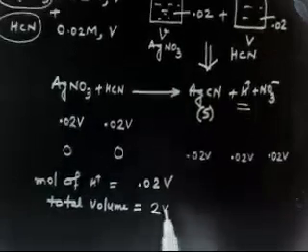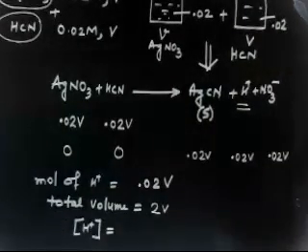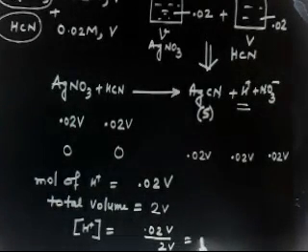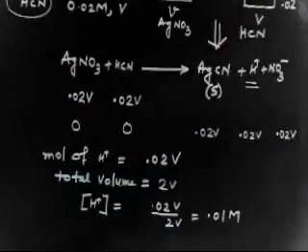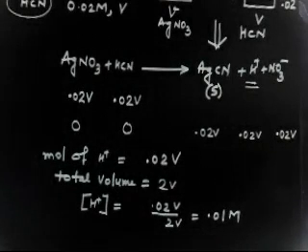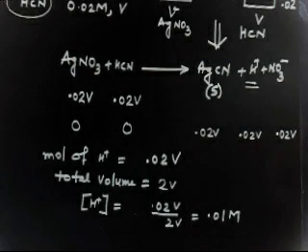So now I can find the concentration of H+. The concentration of H+ will be 0.02 into V divided by 2V. So this is 0.01 M. And this is fairly easy. Everybody knows if equal volumes of two substances are mixed, the concentration becomes half. So the concentration of H+ will be 0.01 M.